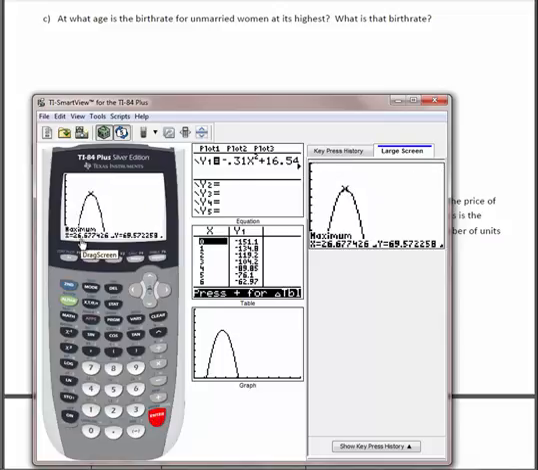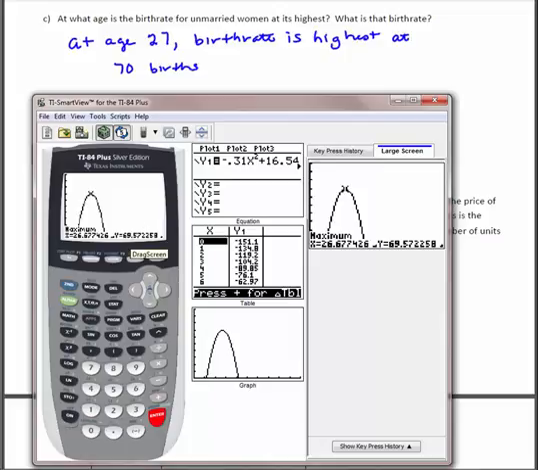And we can see here the maximum is at about age 27 with just about 70 births per 1,000 unmarried women. So at age 70, excuse me, at age 27, makes more sense. The birth rate is highest at about 70 births per 1,000 unmarried women.